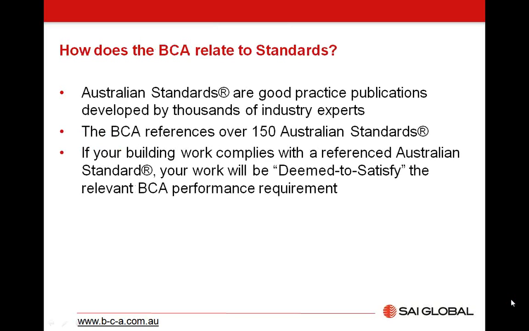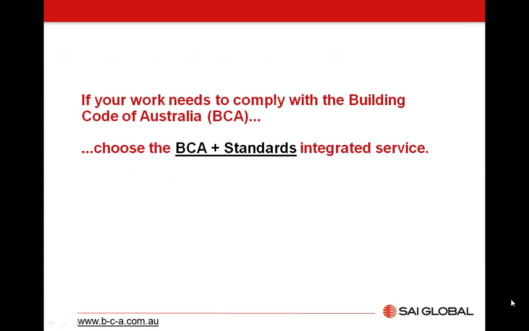One of the questions we are frequently asked is, how does the BCA relate to Australian standards? It's probably wise for us to start with a bit of a definition of what an Australian standard is first, and that is, it is a good practice publication that is developed by industry experts. The BCA itself references over 150 Australian standards. So what that essentially means is that any building work that complies with the referenced Australian standard will in fact result in your work being deemed to satisfy the relevant BCA performance requirement.